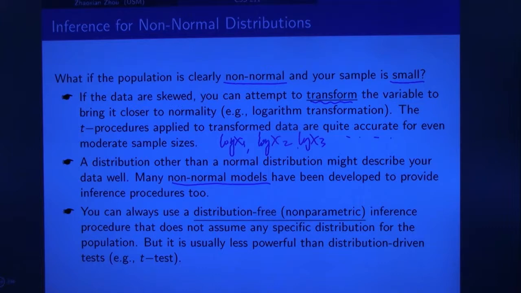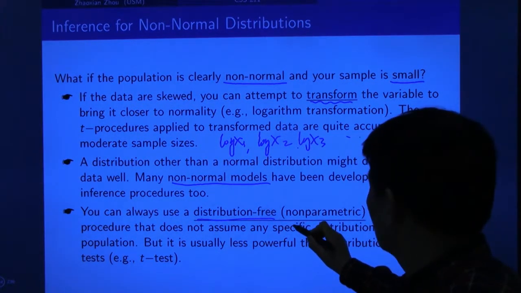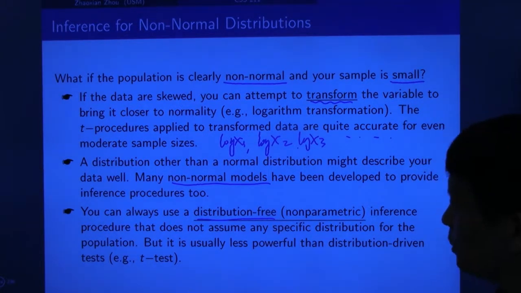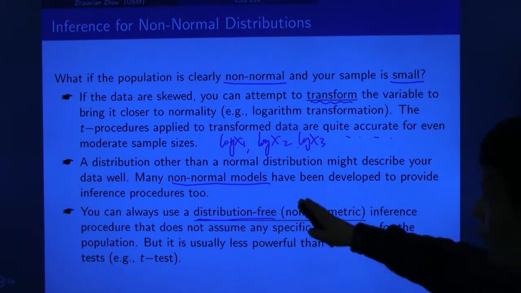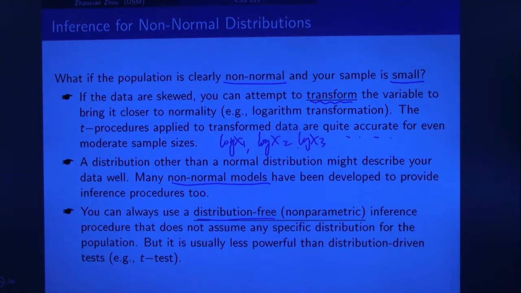And the last method is we can use a distribution-free procedure. It's called a nonparametric inference procedure. That means that the model applies to all distributions. So it's distribution-free. This procedure does not assume any specific distribution for the population. Looks like this is too good to be true because this applies to any distribution. So definitely it will be less powerful than distribution-driven tests, for example, z-test or t-test.